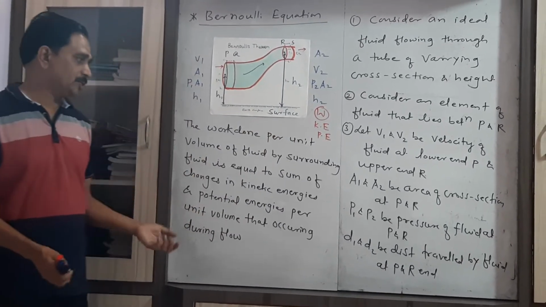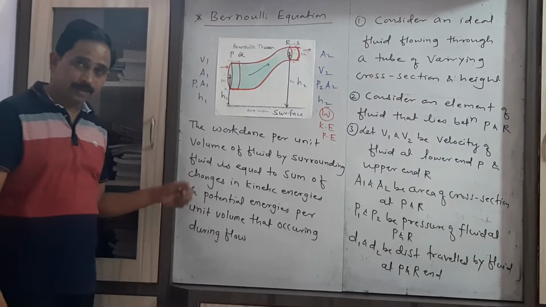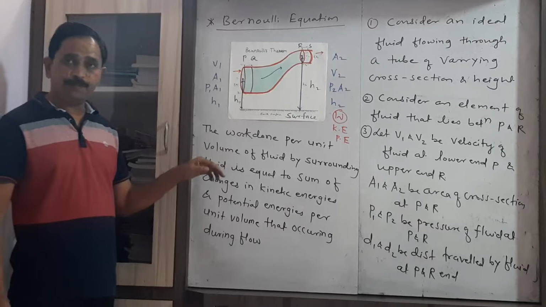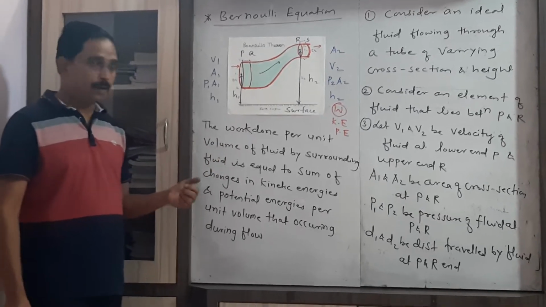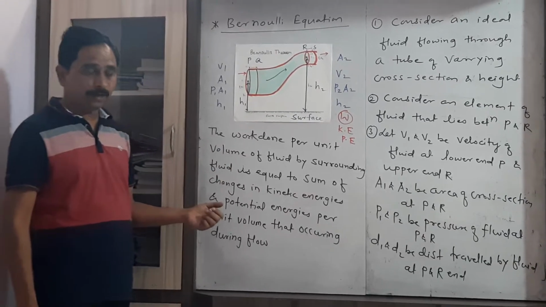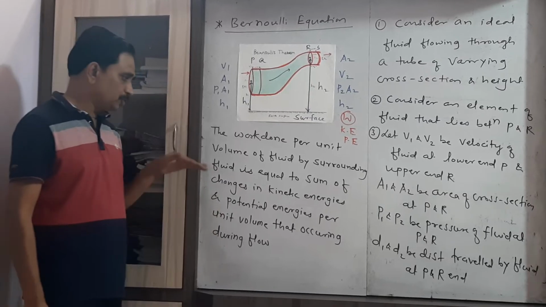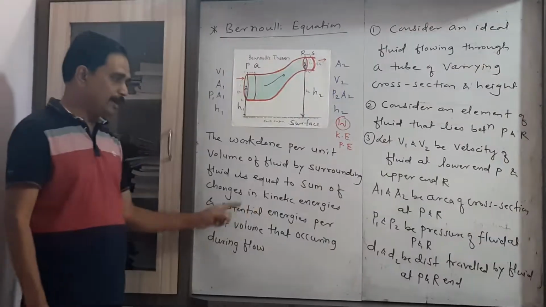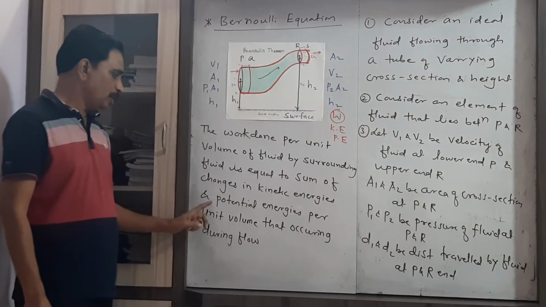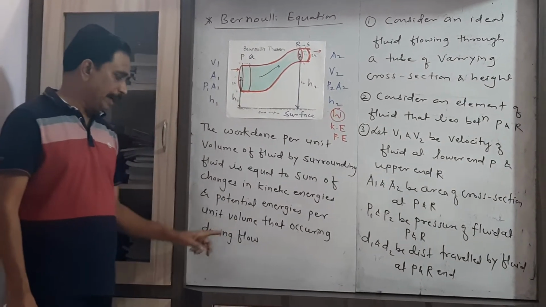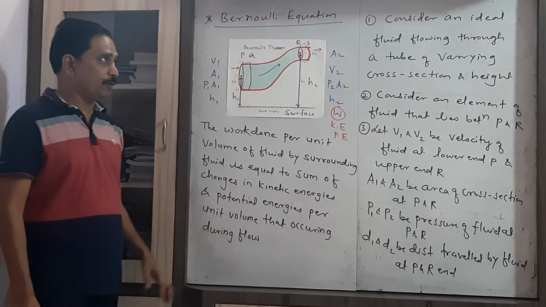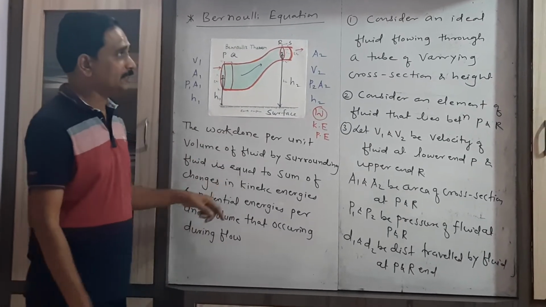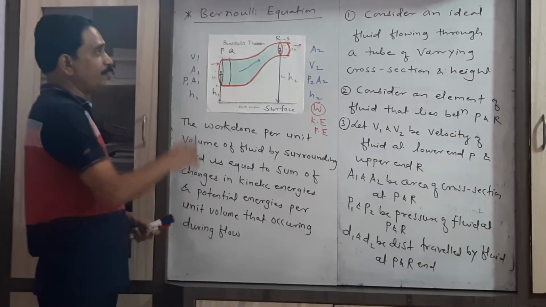So let us repeat the statement: the work done per unit volume of a fluid by the surrounding fluid is equal to the sum of changes in kinetic energies and potential energies per unit volume that occur during the flow. Now, in order to prove this equation, let us consider an ideal fluid.